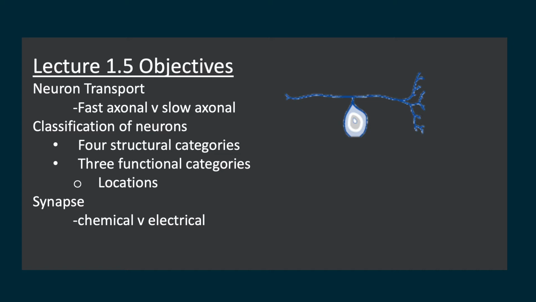We'll talk about the 4 structural categories. And then we'll talk about the 3 functional categories real quickly, which we've already mentioned, and their locations within the body. And then we'll finish up with a little bit on synapses. We'll talk about chemical versus electrical synapses before we move on to neurotransmitters.